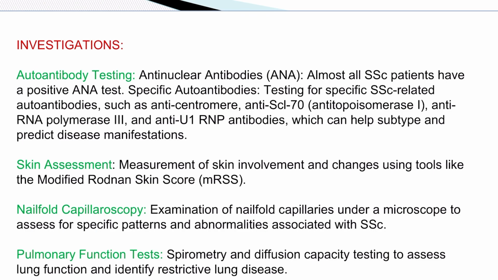And then we have specific autoantibodies, testing for specific systemic sclerosis related autoantibodies such as anti-centromere antibodies and anti-SCL70 or anti-topoisomerase 1. Then other antibodies include anti-RNA polymerase 3 and anti-U1RNP antibodies, and these all can help subtype and predict the disease manifestation.